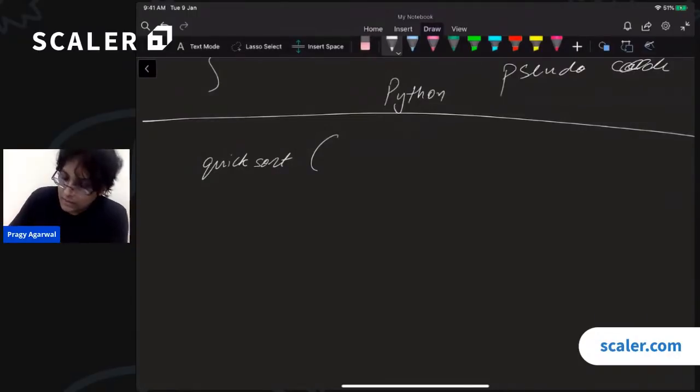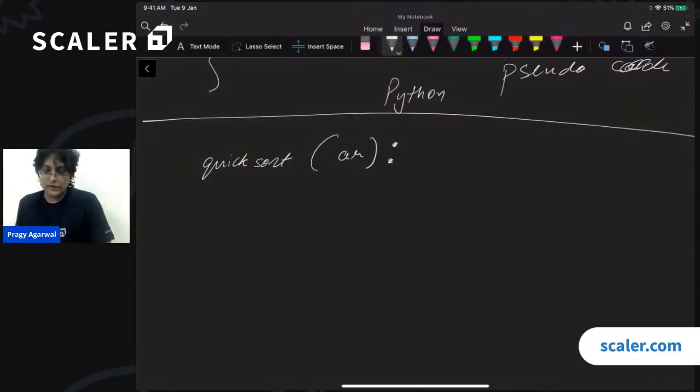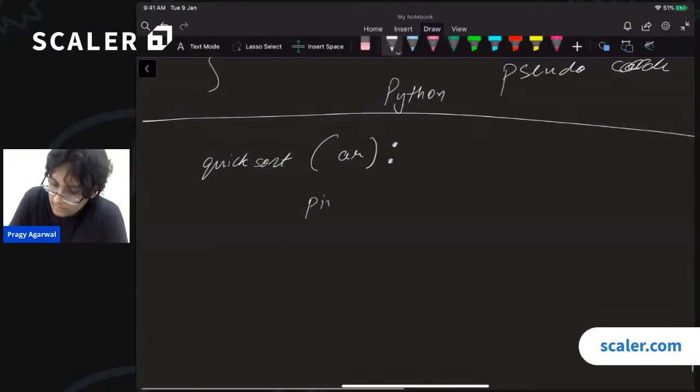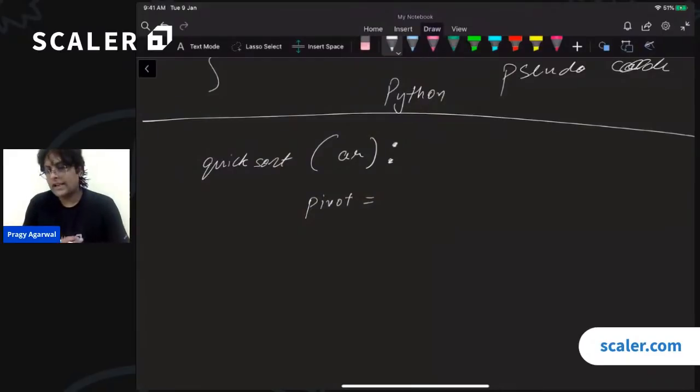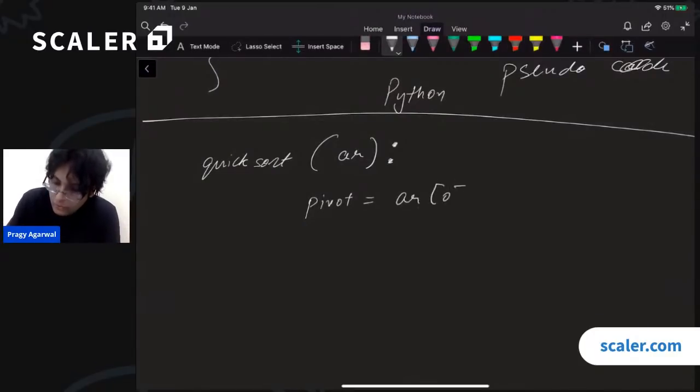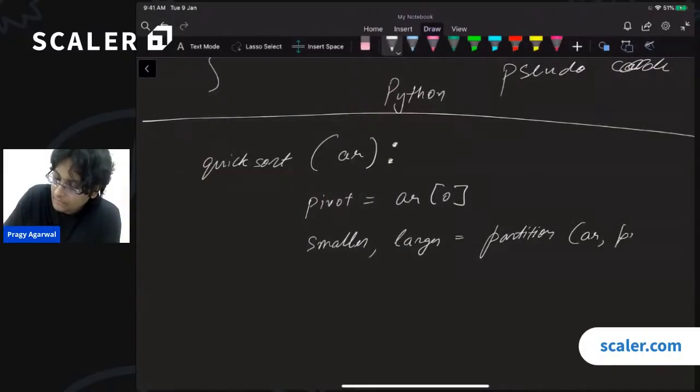Okay, so let us say that I have this array over here. So how will quicksort work? Quicksort will say pivot equals to choose some element. So what element would you like to choose? Let us just choose the first element. We are not really sure what element to choose. We will look at how to choose an element later on. For now, let us choose the first element itself. Then what will we do? We will say smaller, comma larger equals to partition this array using this pivot.